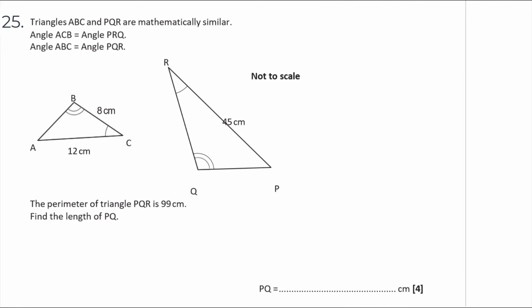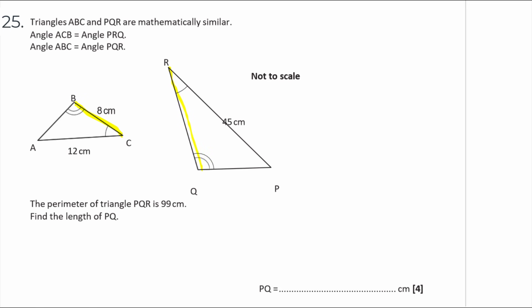Question 11. Triangles ABC and PQR are mathematically similar. Angle ACB is equal to angle PRQ and angle ABC is equal to angle PQR. Okay, that's so that you can orientate the two triangles, make sure you're matching like with like. So in terms of this triangle, the line between the two given angles is that one there.